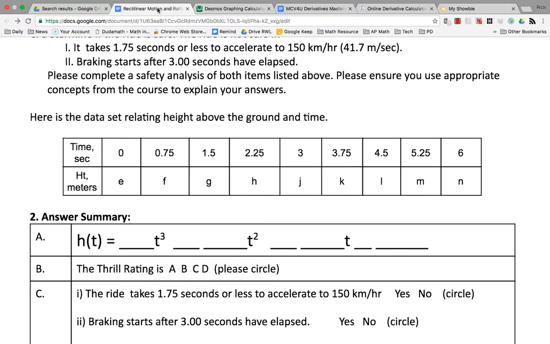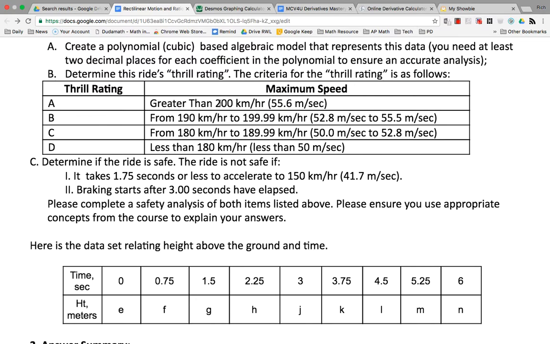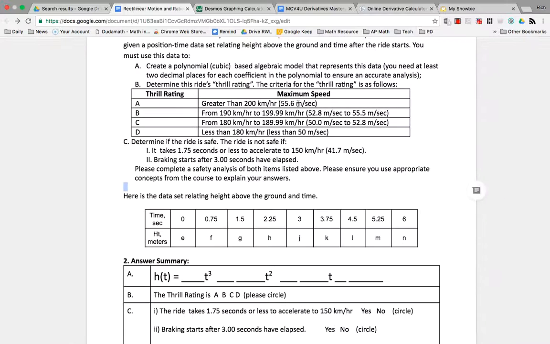And then you need to start using the curves. Some of the questions, the first thing you have to do is get the thrill rating, and it gives you maximum speeds. What you need to remember is that speed is neither positive nor negative. It's always positive. So you need to find a location on your curve when the ride is traveling the fastest. You can do that by looking at your velocity curve.